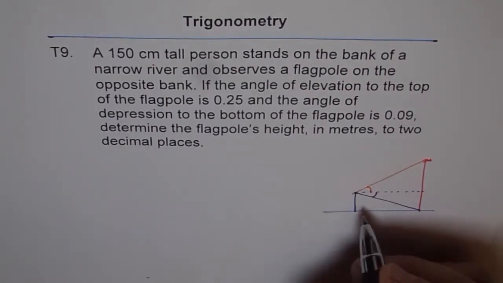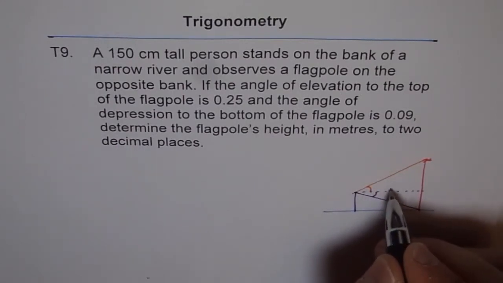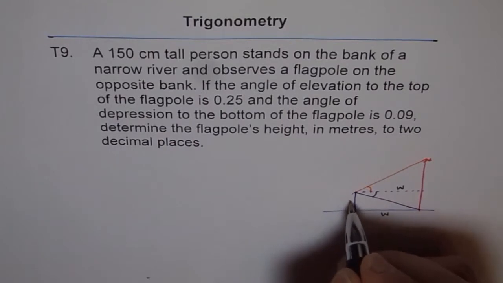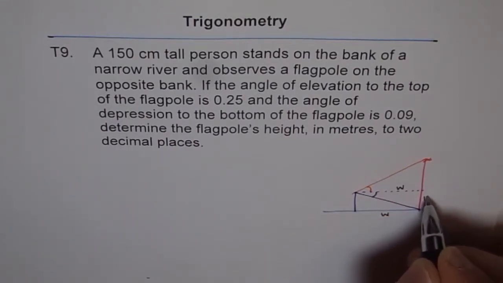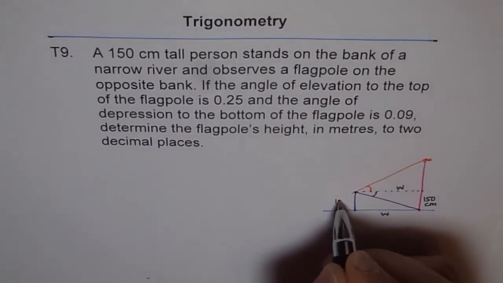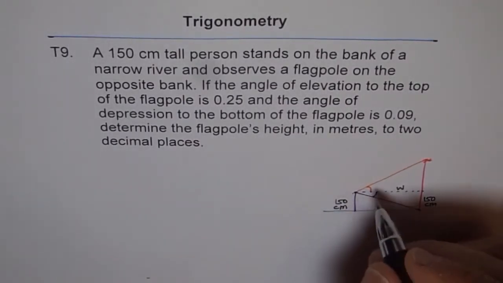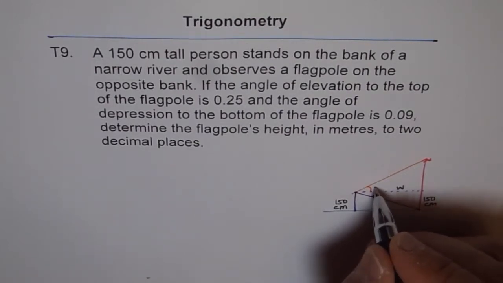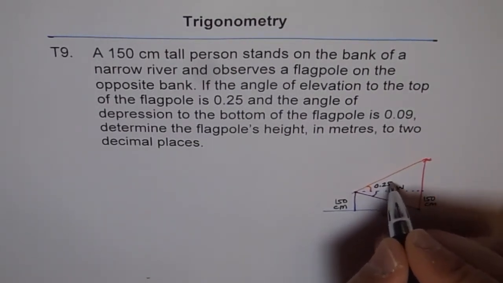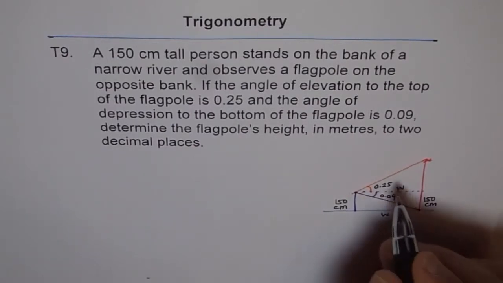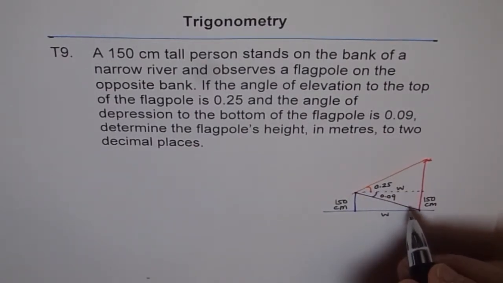Now let us assume that the width is W. This is the width of the river. This is 150, but in centimeters, 150 centimeters. The angle of elevation given to us is 0.25 and the depression is 0.09. When no units are written, it is radians.